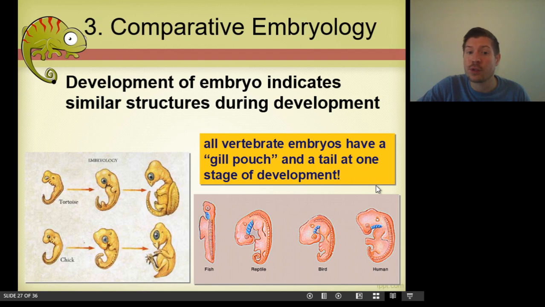And all vertebrates have this at one point in development, and all vertebrates have a tail at one point in development, including us, because all vertebrates probably evolved from an ancestor with a tail. And so some vertebrates lose the tail, and some vertebrates keep the tail.